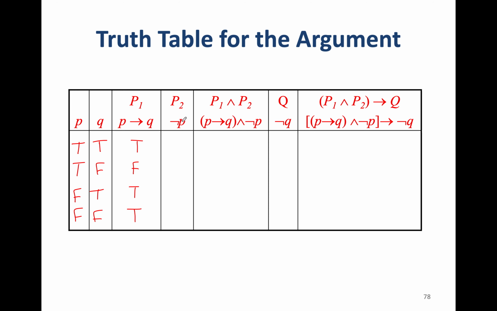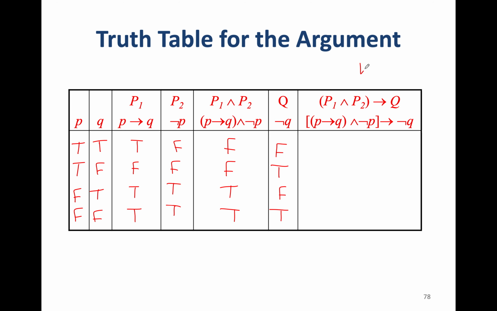P2 is not P, which is false, false, true, true. Now, P1 and P2, which is if P then Q, and not P, is equal to true and false, false, false and false, false, true and true, true, true and true, true. Q is not Q, so here we've got false, true, false, true.